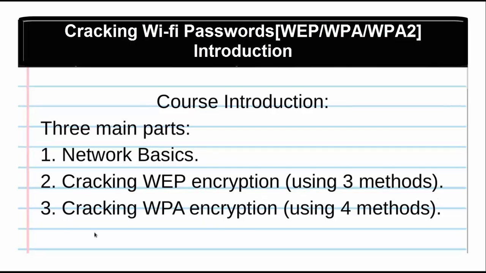After we do that, we're going to move to WPA. We're going to again understand how WPA works and what's the difference between WEP and WPA and what's the weakness in WPA that allows us to crack this encryption. WPA and WPA2 are similar. They can be cracked using the same methods. We're going to talk about this in more detail once we move to that part. And again, we're going to talk about four methods to crack WPA, going from slower to quicker methods of cracking it.